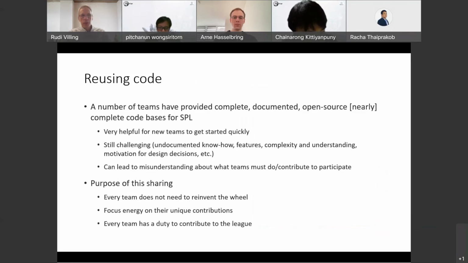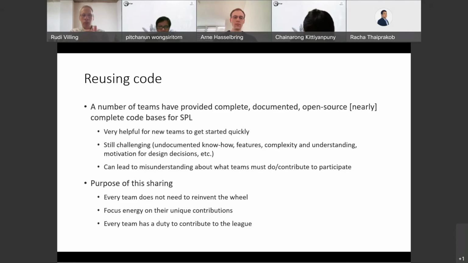We fully encourage reusing code. A number of teams have provided complete, documented open source code bases for the Standard Platform League. This is very helpful for a new team to get started quickly, and it's very helpful for an existing team to see other approaches to a similar problem. But there are still challenges with this. For example, even with an open source code base that is documented, there is always some undocumented know-how that hasn't been captured. There might be some features that are not well documented or documented at all. The code bases are now quite complex and big because the rules and the league have been around for such a long time that it has developed quite far. And often the motivation for certain design decisions has been lost. So why something is done the way that it is, is not clear. And this matters when you're trying to change things.